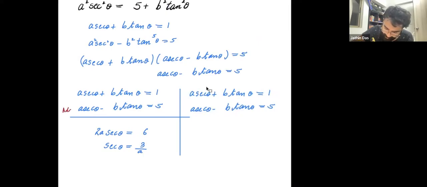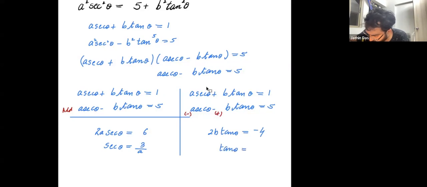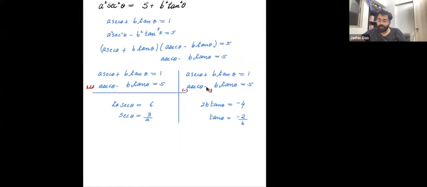Here I'm adding and here I'm subtracting. So here I'll get 2b tan theta is equal to minus 4. So tan theta is equal to minus 2 by b. Did you get both of this?